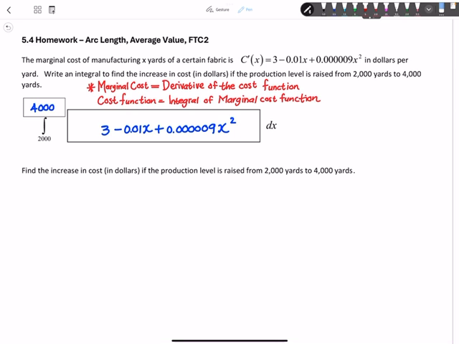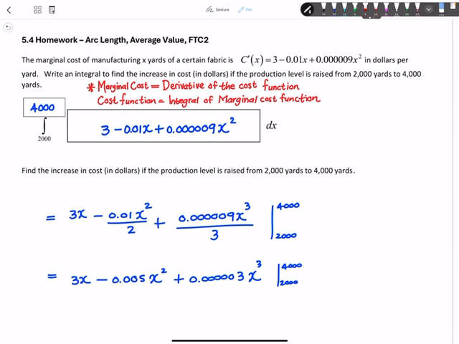All right, so we have to actually find this integral. Let's go ahead and calculate. For this integral, we integrate 3 to get 3x. Remember, integrating a constant, we just add an x. For the next term, the integral of negative 0.01x is negative 0.01x squared over 2, add 1 over add 1, the power rule of integration. And for the last piece, the integral of a coefficient times x squared is the coefficient times x cubed over 3. Then we evaluate from 2,000 to 4,000.